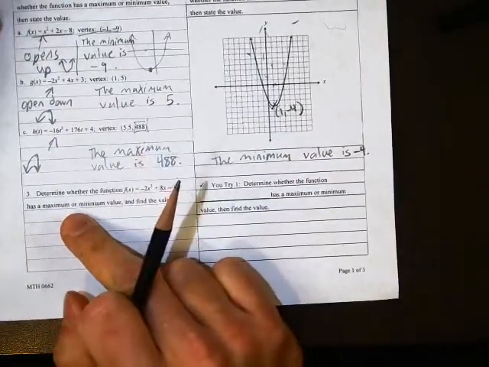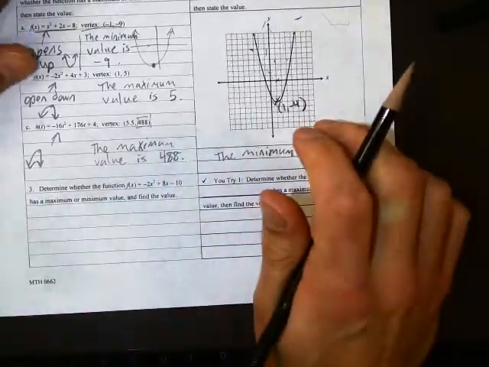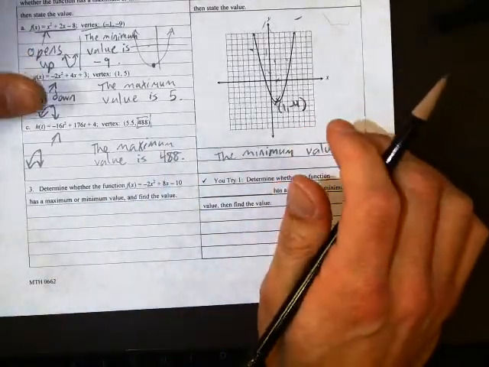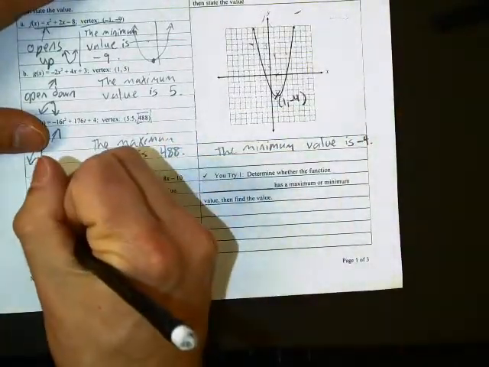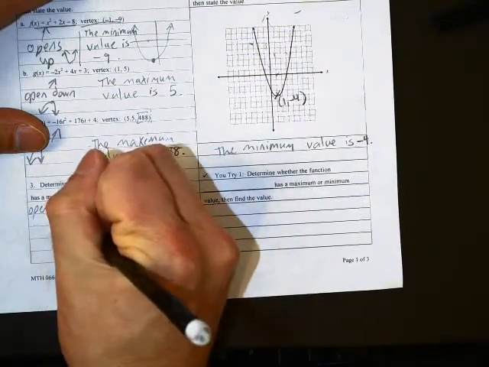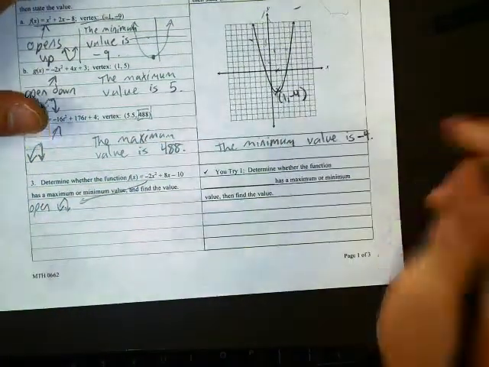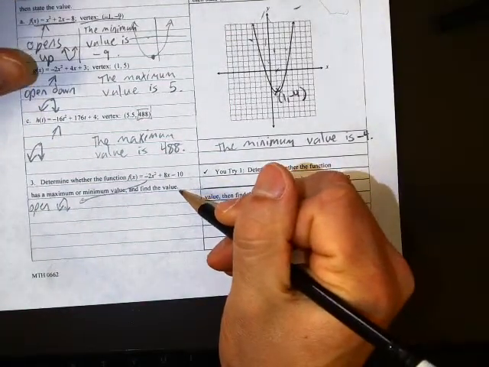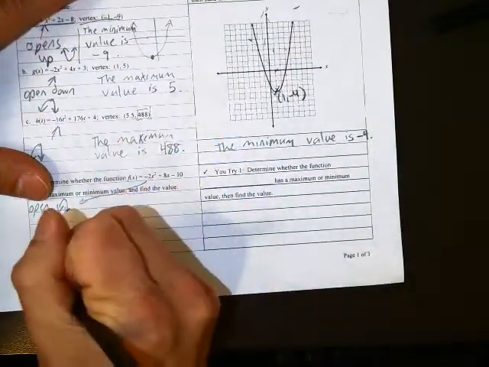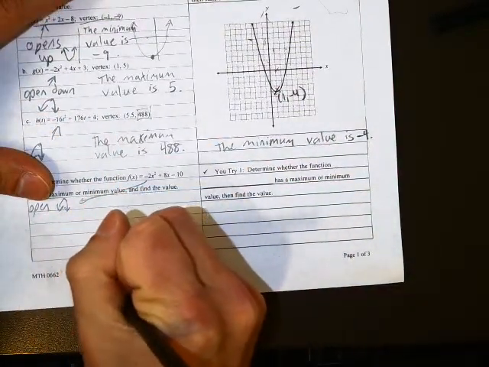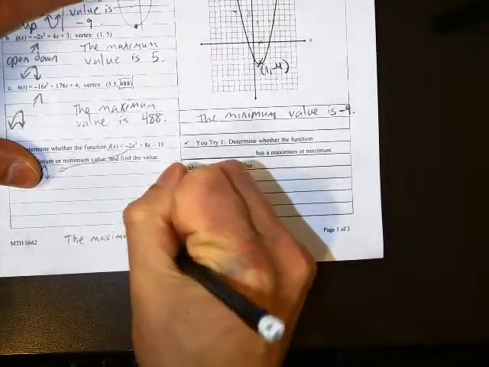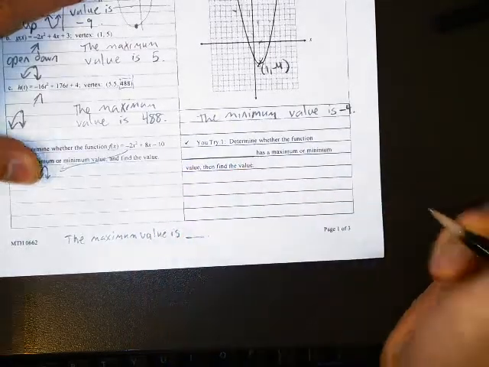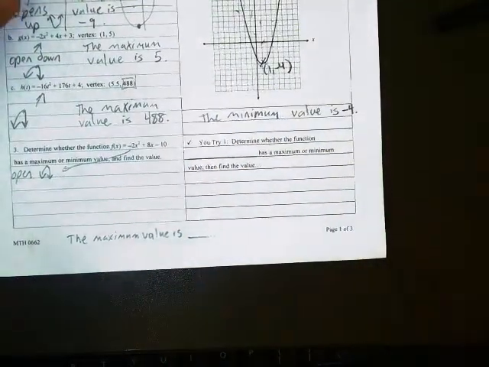Over here, number 3. Determine whether the function f of x equals -2x squared plus 8x minus 10 has a max or a min. Again, I'm looking at this number here. I know since it's negative, it's going to be opening down. But they don't give me the vertex. Okay, so this looks like something that I'm going to have to do by myself. I know that it's going to be opening down. I know it's going to have a maximum value. I'm just going to write it down here. The maximum value is, well, when I figure it out, I'll know. But I need to know what the vertex is.